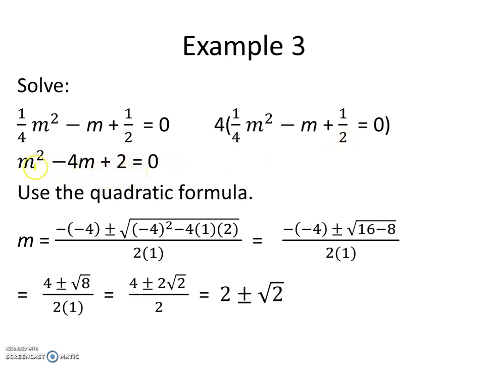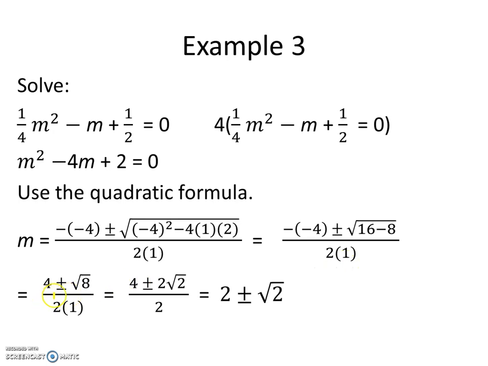So now we know what a, b, and c are. We're going to plug them in the quadratic formula. So we have negative negative 4 plus or minus the square root of negative 4 squared minus 4 times 1 times 2, all divided by 2 times 1. Continuing to simplify, we find negative negative 4 plus or minus the square root of 16 minus 8, all divided by 2 times 1.